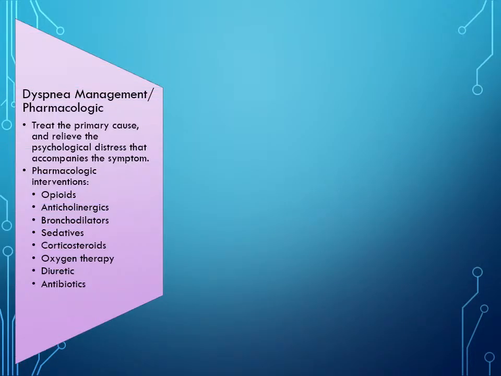For dyspnea management, you want to treat the primary cause and relieve the psychological distress that accompanies the symptoms. Some of the pharmacologic interventions include opioids, anticholinergics, bronchodilators, sedatives, corticosteroids, oxygen therapy, diuretics, or even antibiotics.